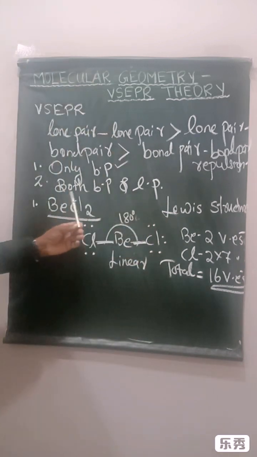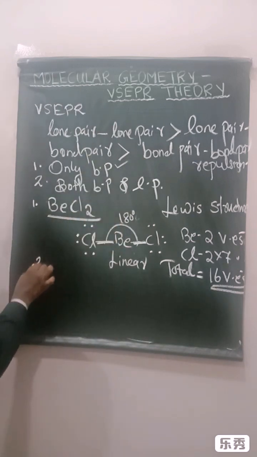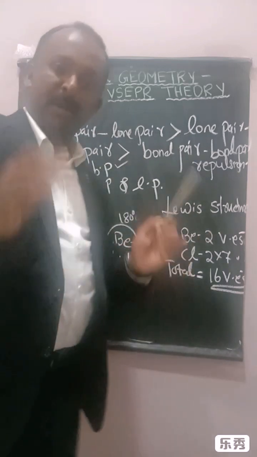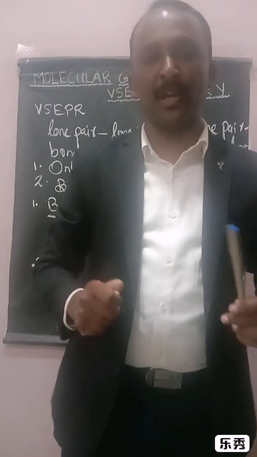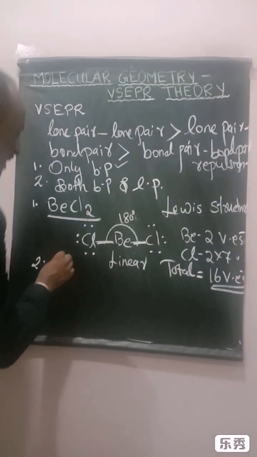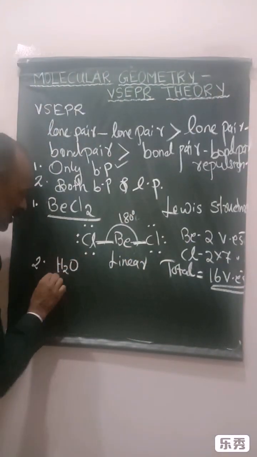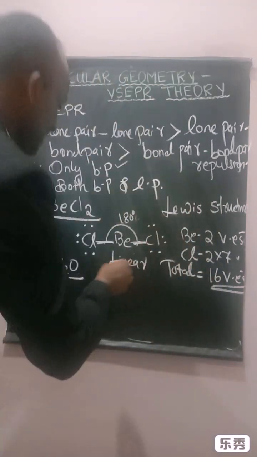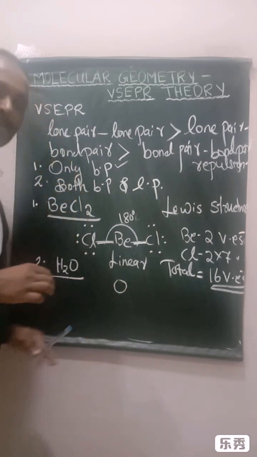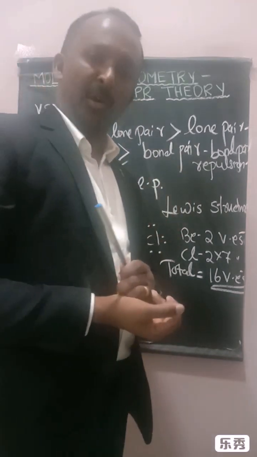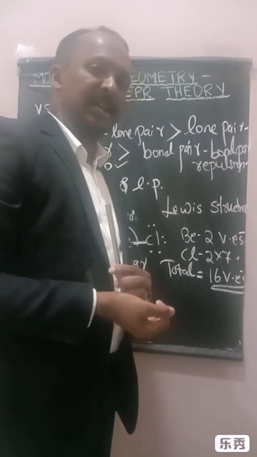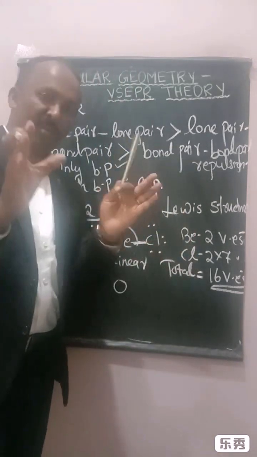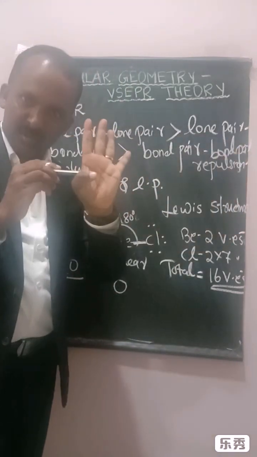Okay, 180 degrees. The second category is molecules in which the central atom has both bond pairs and lone pairs. Let me take one example, the water molecule. In the case of the water molecule, we know that the central atom is the oxygen atom. First we have to draw the Lewis structure of the molecule. How to draw the Lewis structure? As I told you, there are some guidelines. First of all, we have to draw the skeletal structure of the compound.